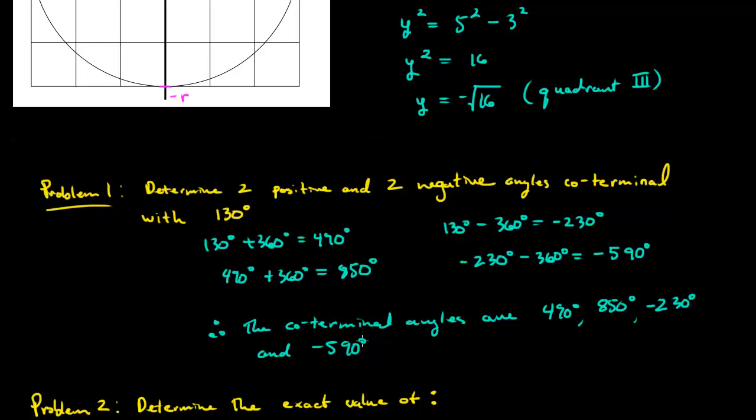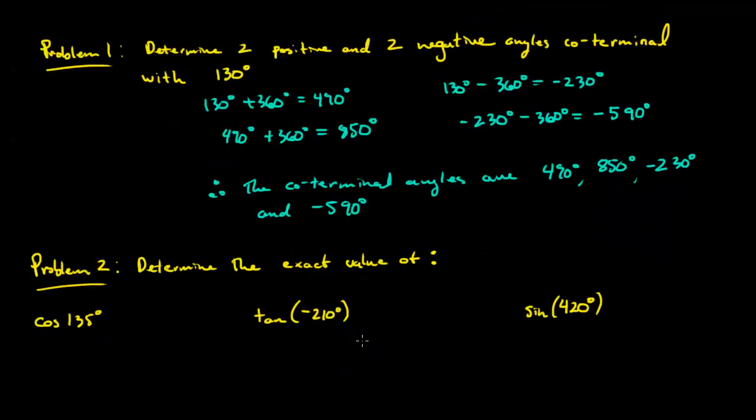Okay, so we see that just adding 360 degrees to a given angle takes the terminal arm back to the same spot, and subtracting 360 degrees would also take the terminal arm back to the same spot. And those angles that are separated by integer multiples of 360 degrees are called coterminal angles.